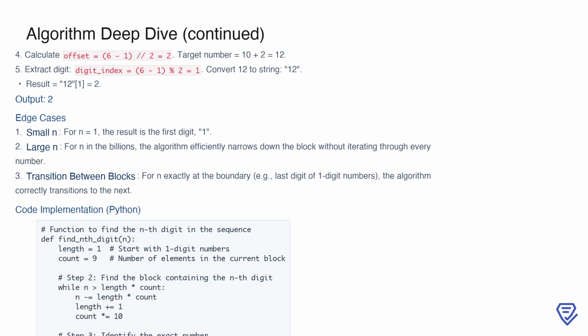Adding this offset to the starting number gives us 12. To extract the specific digit, we calculate the digit index as (6 - 1) modulo 2, which equals 1. Converting the number 12 to a string, we find the digit at index 1 is 2. Therefore, the output is 2. This example highlights the efficiency of the approach, as it narrows down the solution without generating the full sequence.